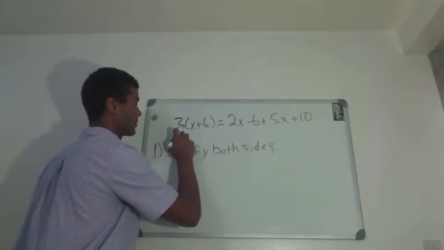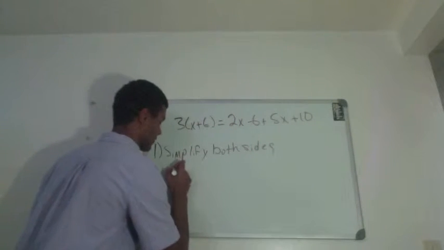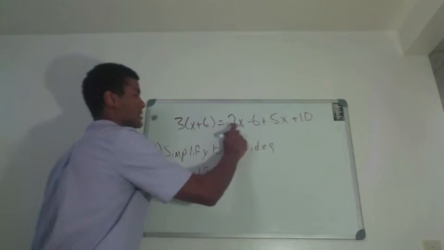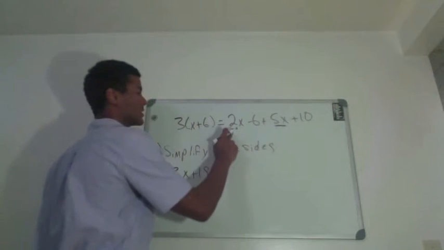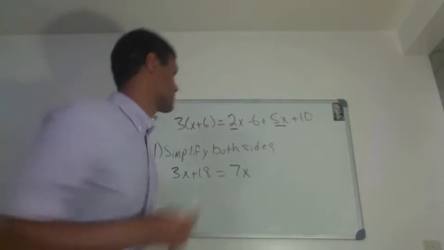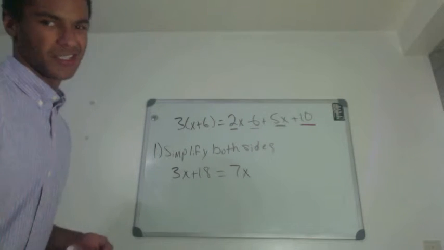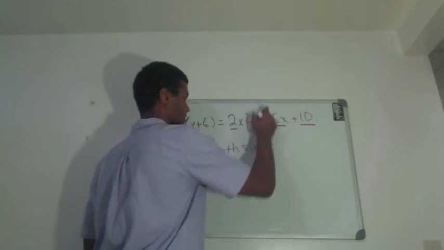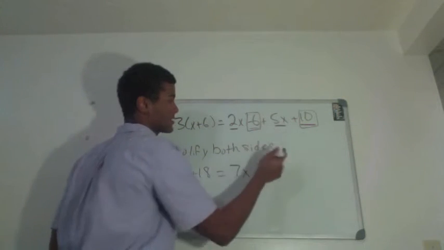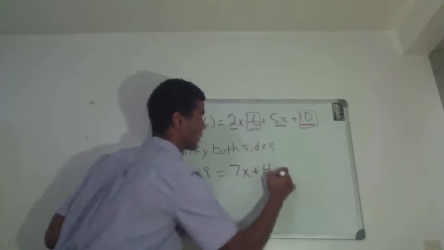We'll distribute this through: 3 times x is 3x, then 3 times 6 is 18. So we have 3x plus 18 equals, I see a 2x here and a 5x. 2x plus 5x equals 7x. And then over here, I see a negative 6 and a positive 10. These are our like terms here, and then our underlined ones are our like terms. So I see negative 6 and a positive 10. 10 minus 6 gives me plus 4.